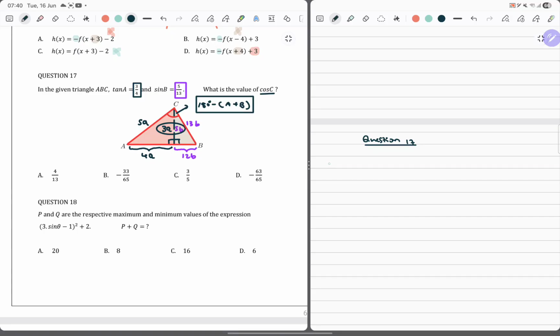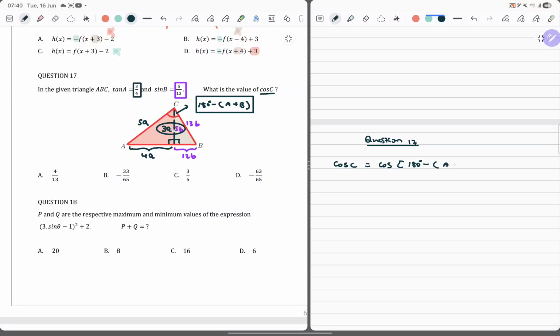But now talk. What can we say? We know that well, cos of C is equal to cos of 180 degrees minus the sum of A and B. Same function, so cos in the second quadrant is going to be minus the cos of A plus B.